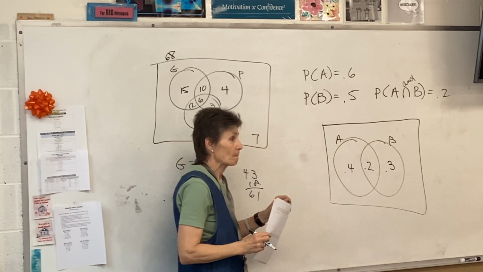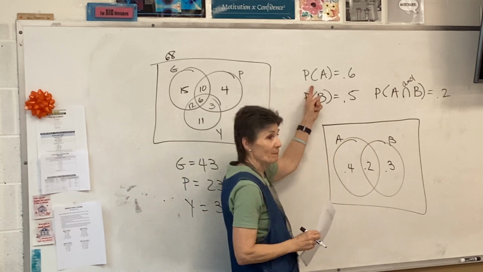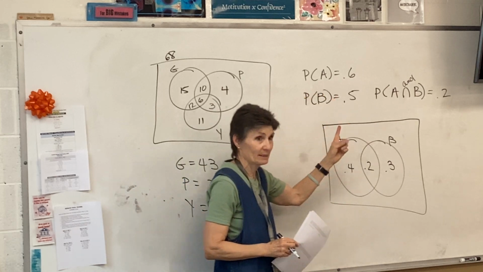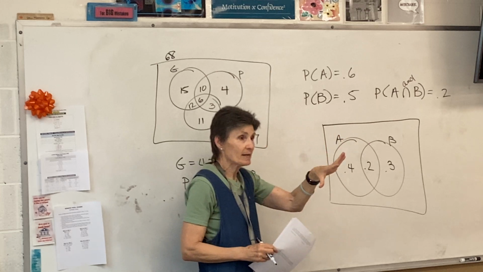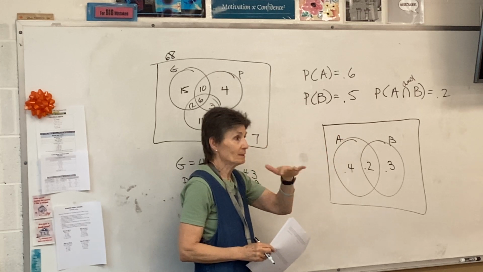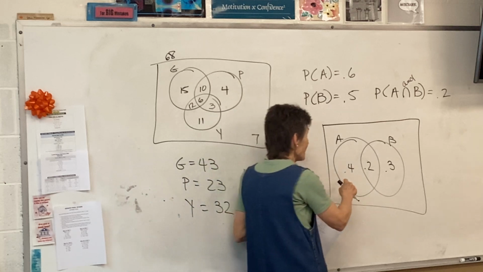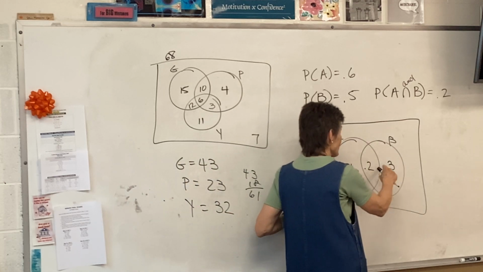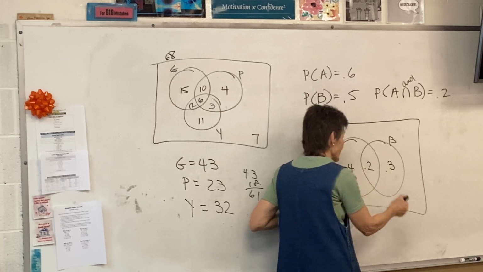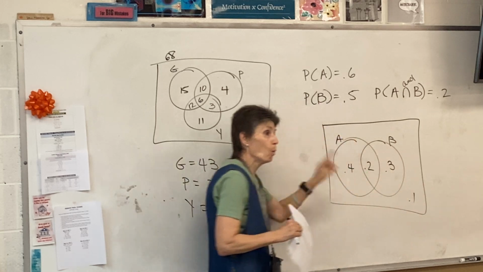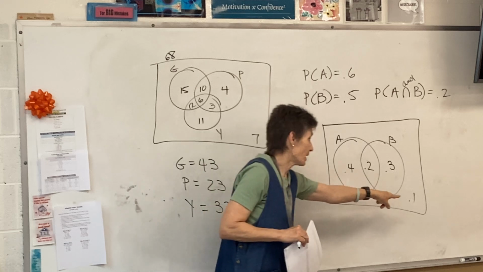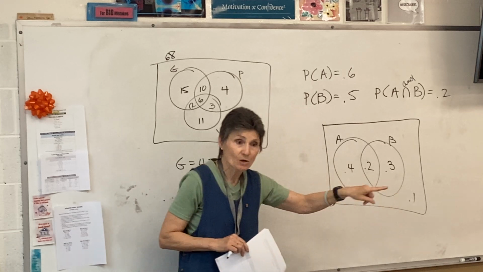Perfect. Now, these are probabilities. The P stands for probability. In any scenario, probabilities have to add up to 1. So right now, I have 0.4, 0.2, and 0.3. I'm missing 0.1. What are those guys? Those are the guys that don't like apples or bananas.